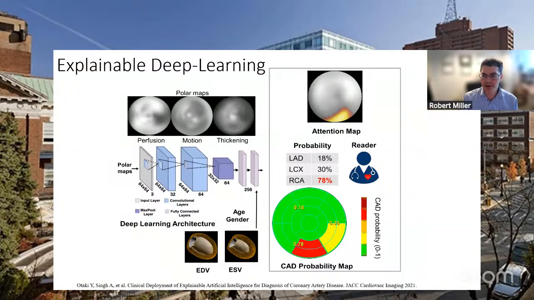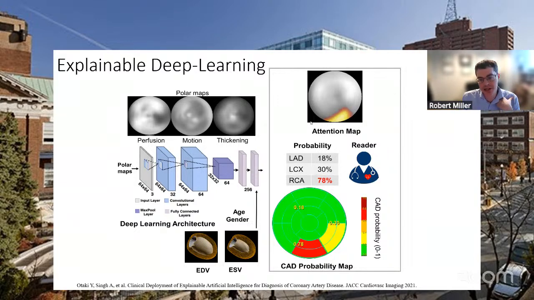The idea of this is that it helps you look backwards through the model to highlight the sections of the image that are contributing to the risk. Here the inputs are polar maps, just because it's an easy way to look at perfusion in 2D. Age, sex, and volumes are incorporated in the last layer of the model. And the output is not just the probability of coronary disease, but these explainability metrics.